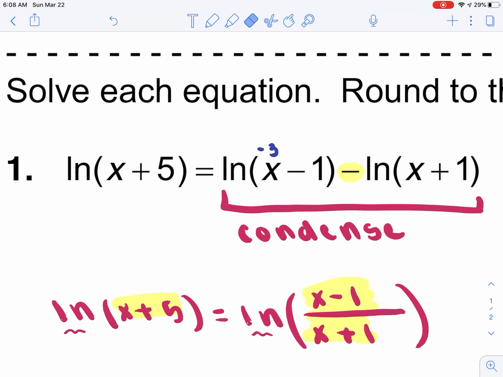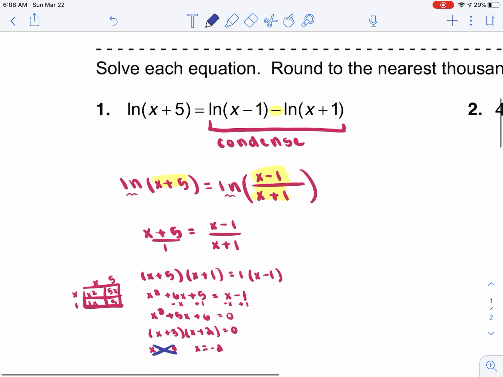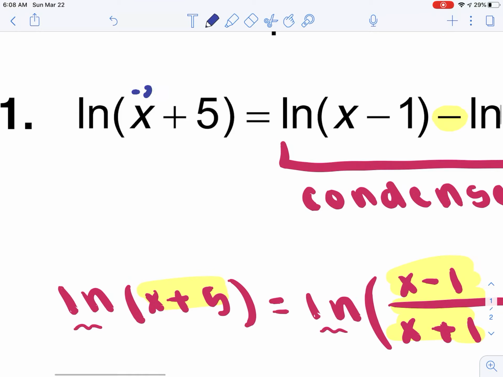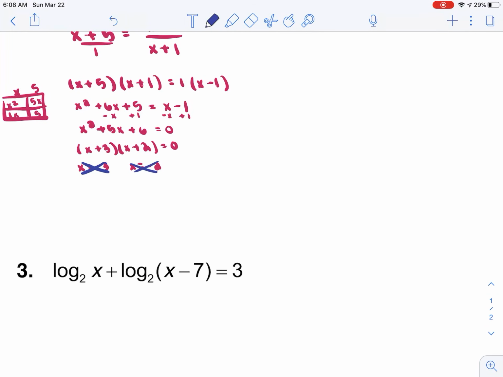If it breaks any one of these arguments and makes it negative or 0, it will not work for the entire problem. So we need to say goodbye to that answer. Same thing with negative 2. Notice negative 2 works here, but again, does not work here. So as a result, this problem actually has no solution.